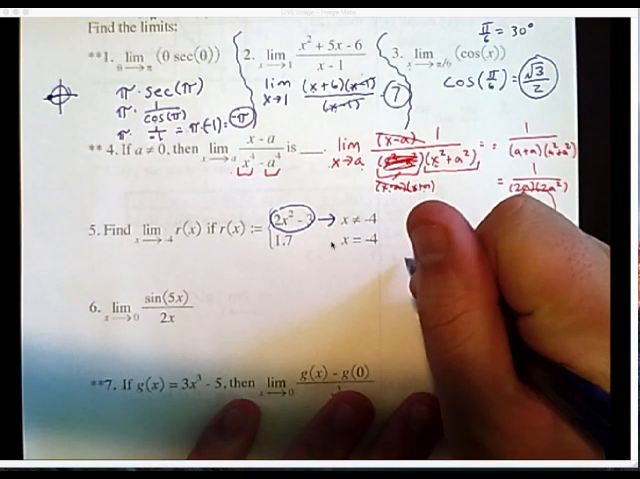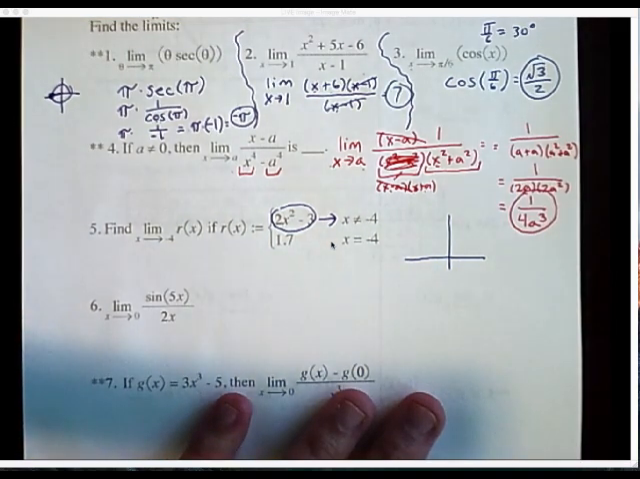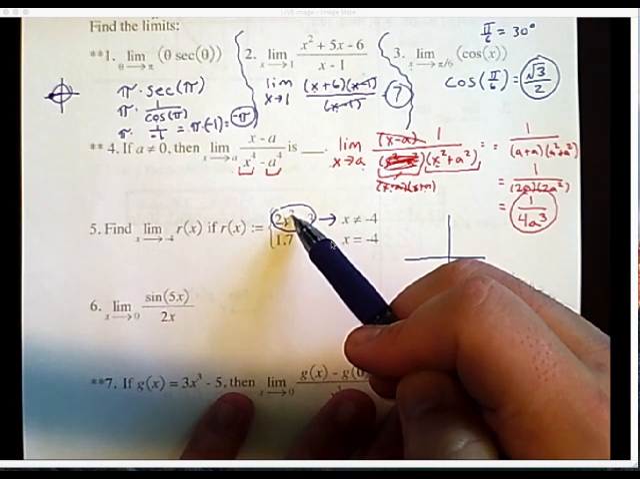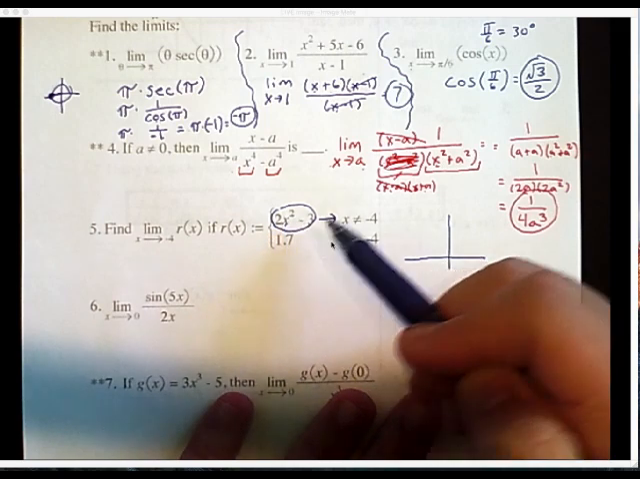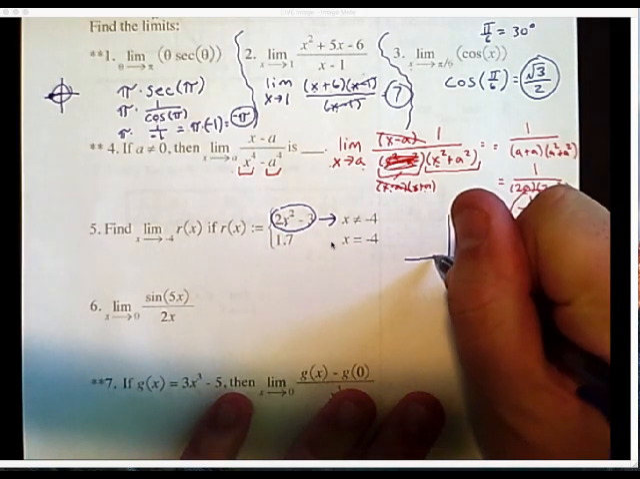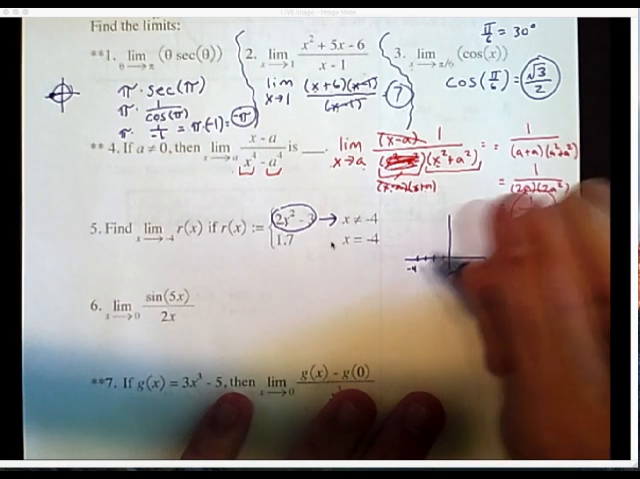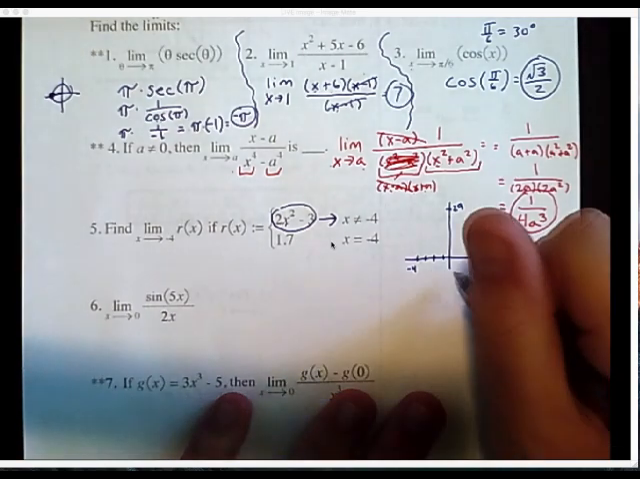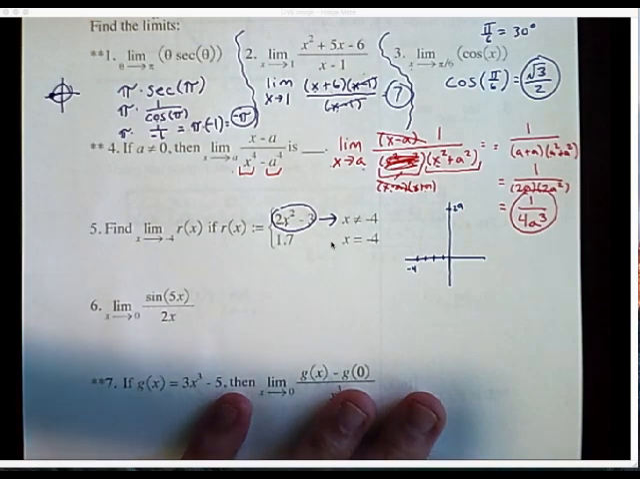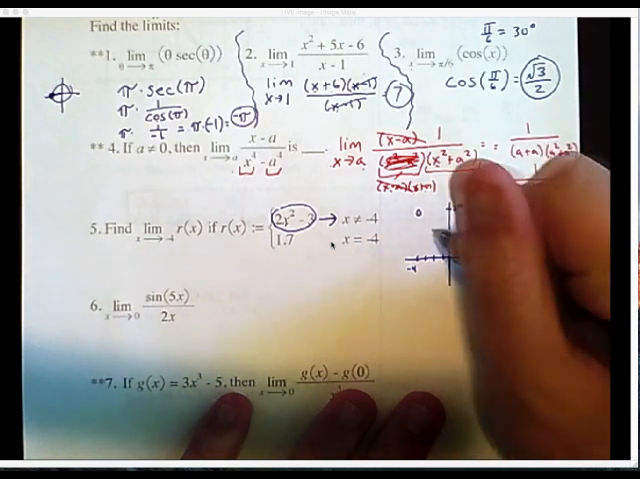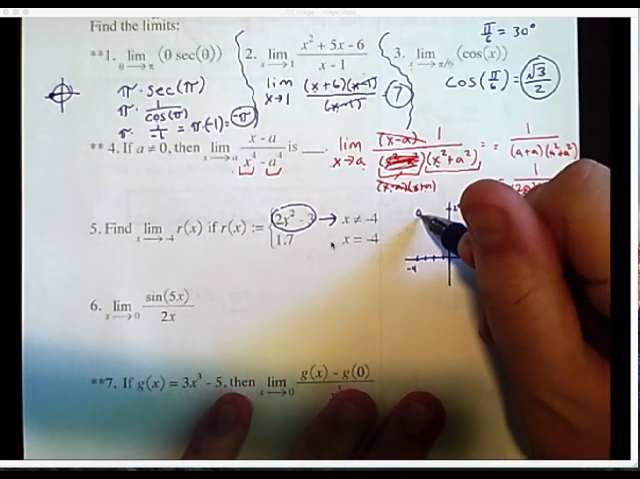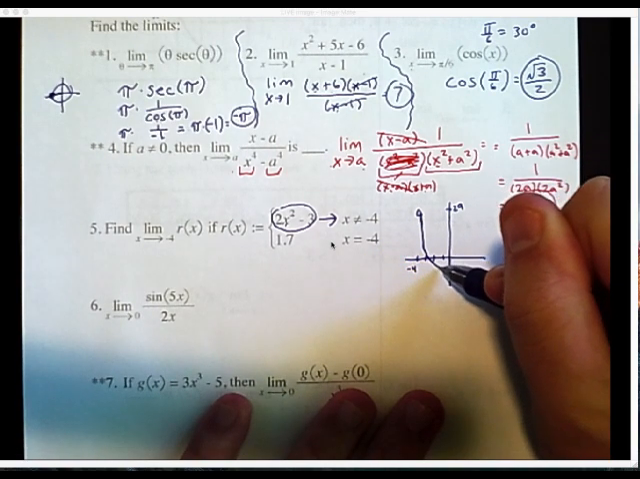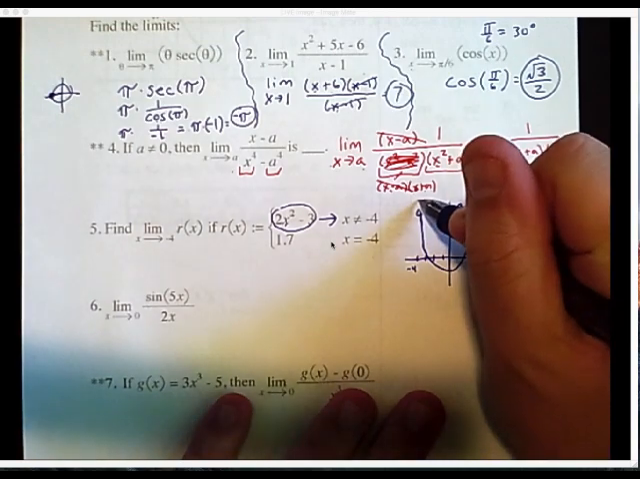So here's what it would look like if we were to plot this out. If you actually plug in negative 4 here, negative 4 squared is positive 16. 2 times 16 is 32, and 32 minus 3 is 29. So when x is negative 4, the parabola would be getting close to here. So if you were to graph this parabola, it might look something like that.